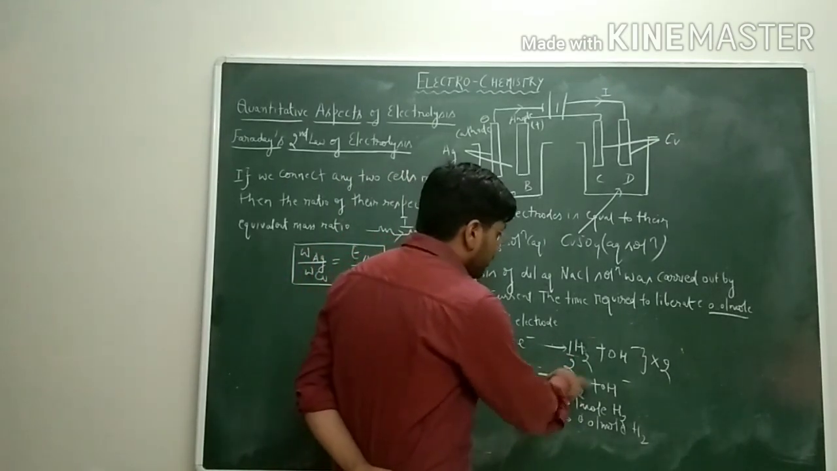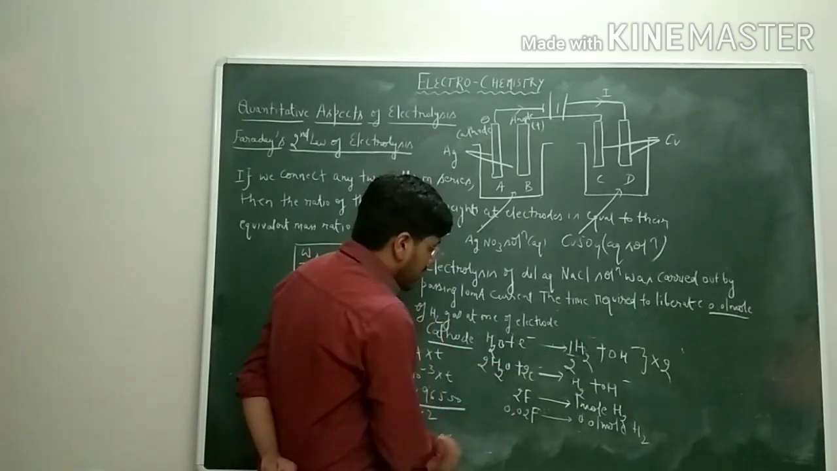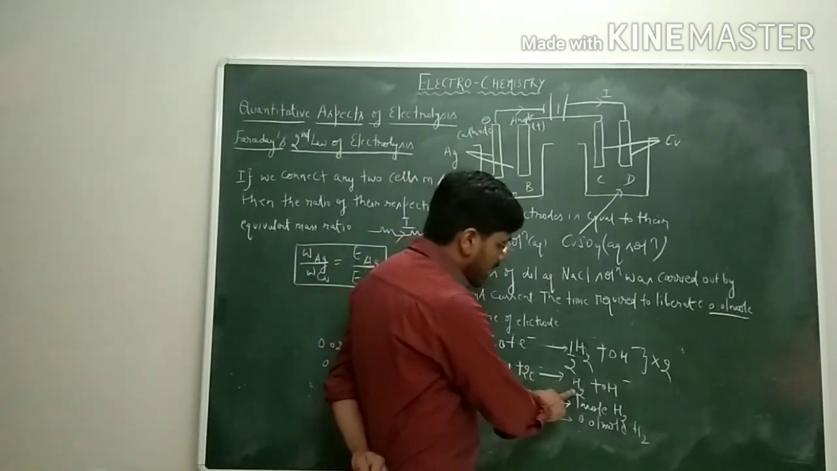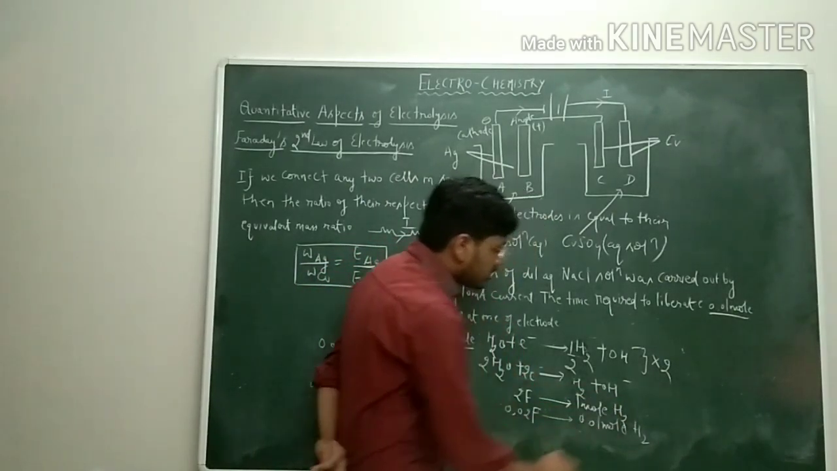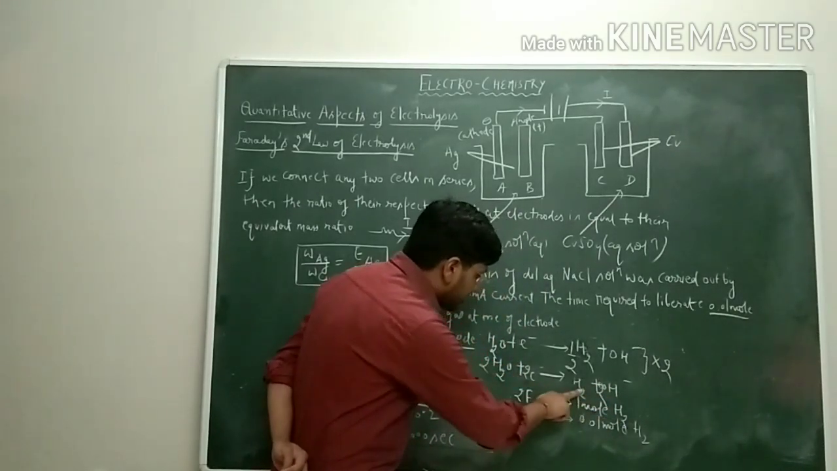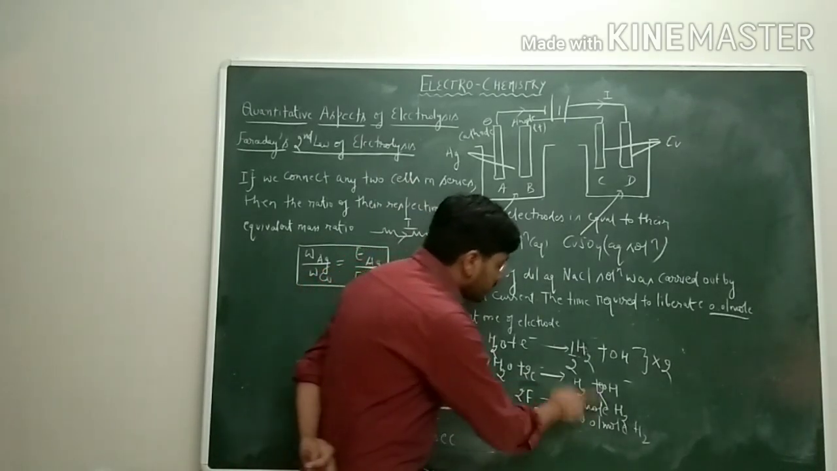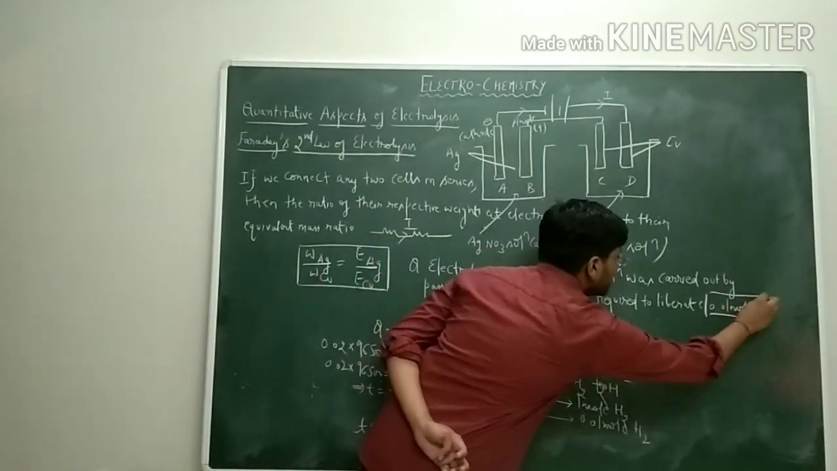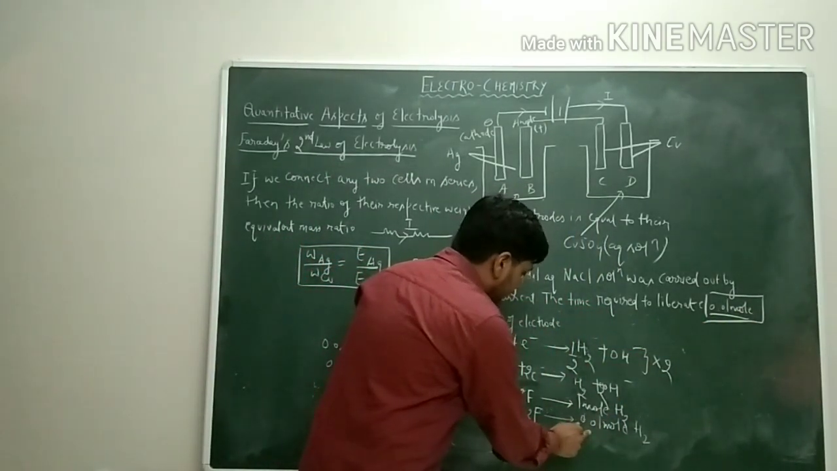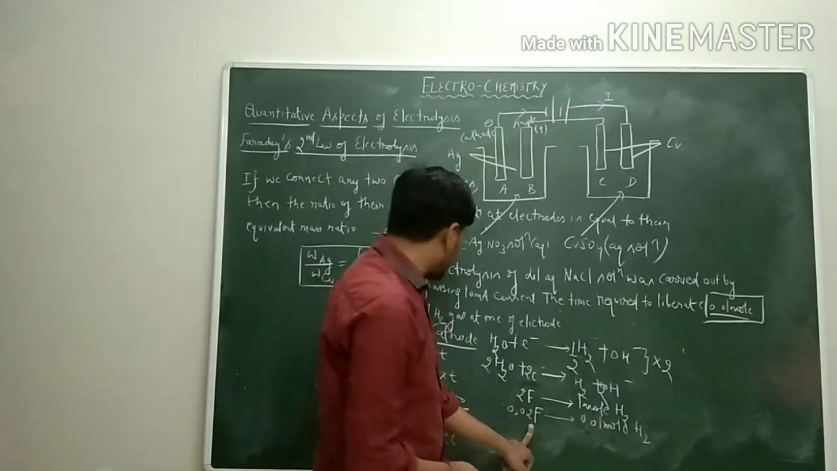So we multiply it by 2 to remove this factor of half, and we get the equation: two water molecules gaining 2 electrons to form 1 mole of hydrogen gas plus OH negative ion. So for 1 mole of hydrogen gas liberation, we need 2 Faraday of charge. So for 0.01 mole of hydrogen gas, 0.02 Faraday of charge will be required.